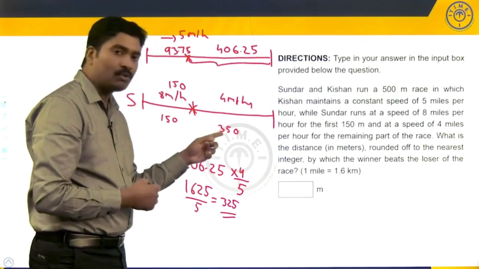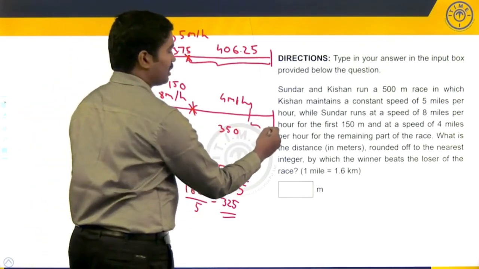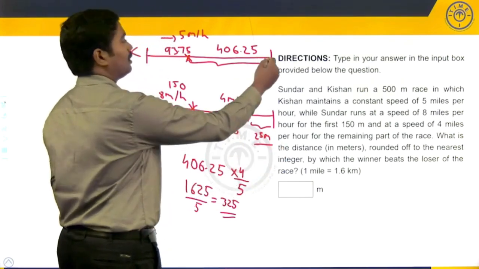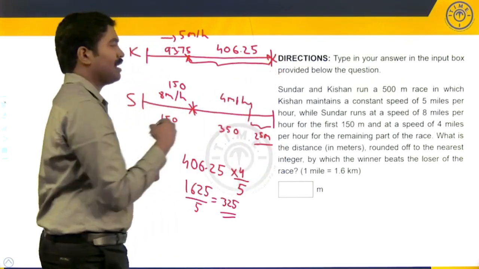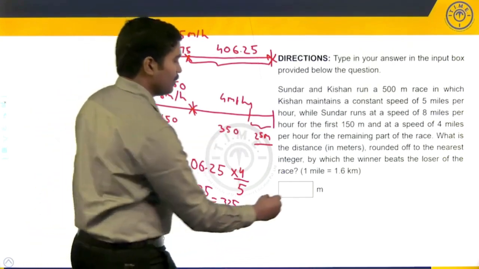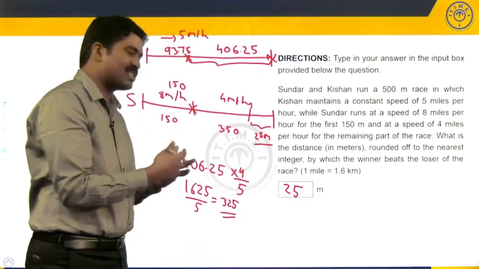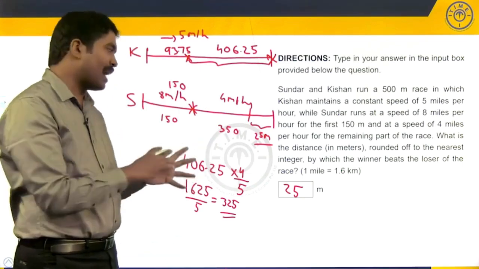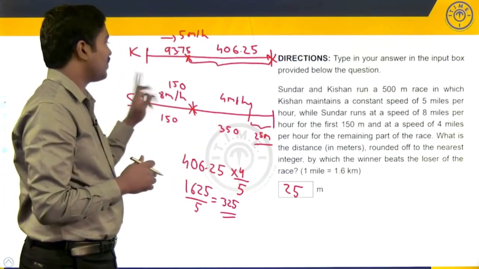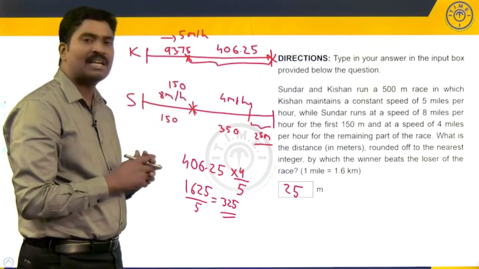So in the same time Kishan travels 406.25, Sundar is going to travel 325. Is that good enough? No, he has to actually travel 350. Means he'll reach somewhere here and he will lag by 25 meters. What does it mean? The moment Kishan is at the ending point, Sundar is 25 meters behind him. So he beats him by a margin of 25 meters. So we can solve this question without any conversions of miles or kilometers at all. Just the ratios. The ratios here are 5:8, here they are 5:4. So he beats him by 25 meters.